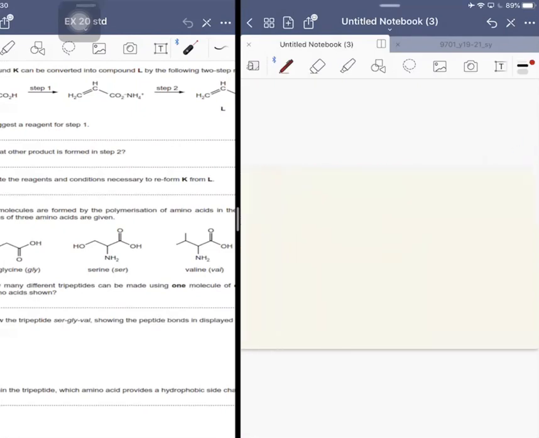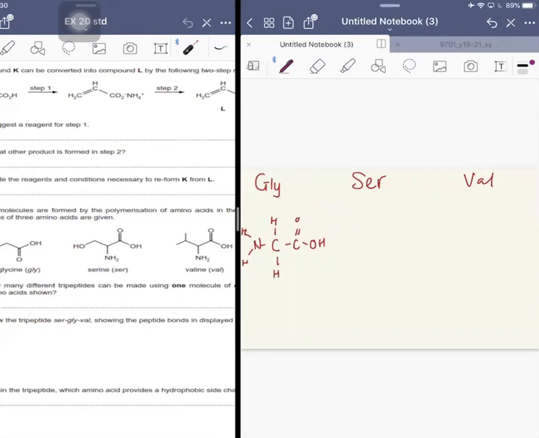Draw the tripeptide serine, glycine, valine, showing the peptide bonds. So how do I want to draw this? I like to draw everything with the central carbon, starting with glycine. The central carbon will have COOH. It will also have a nitrogen with 2 hydrogens, and it will have a H. Now the R group, the side chain, I have to follow whatever glycine is, and it turned out that glycine is H. The R group is just H.